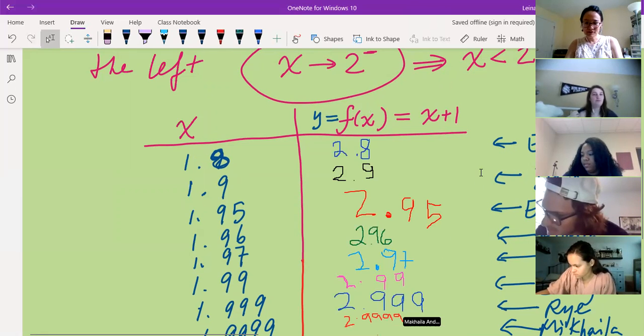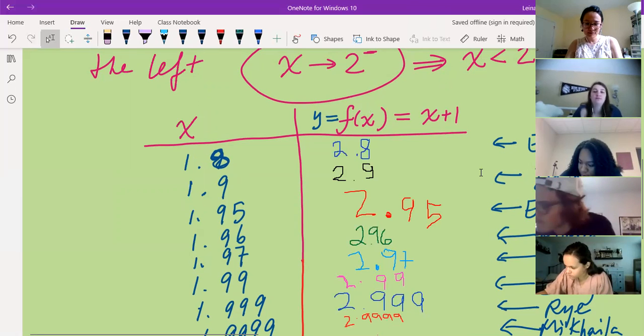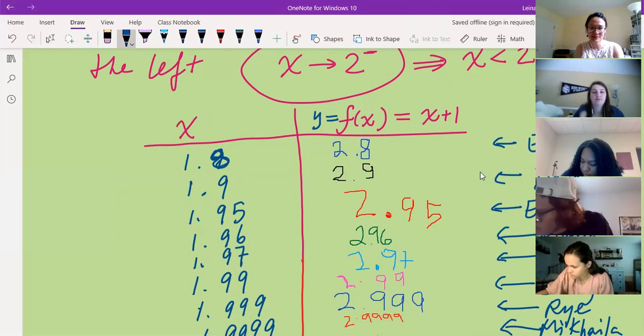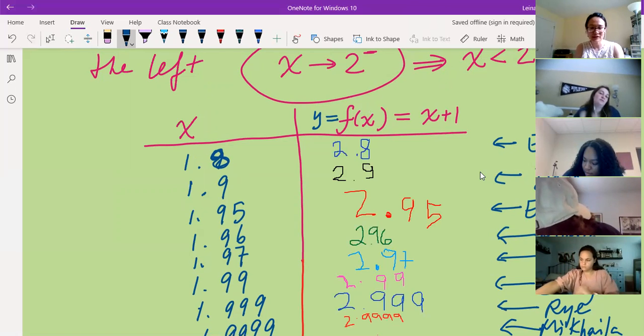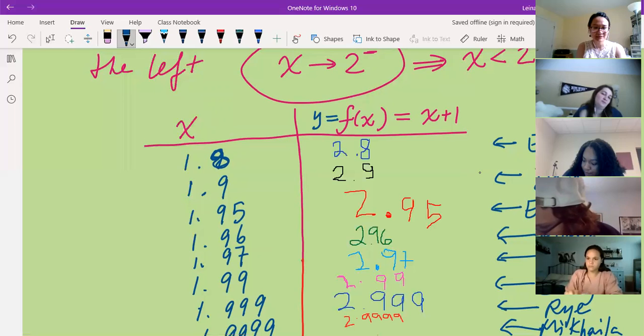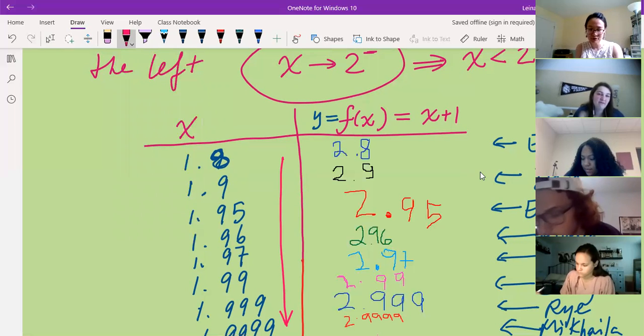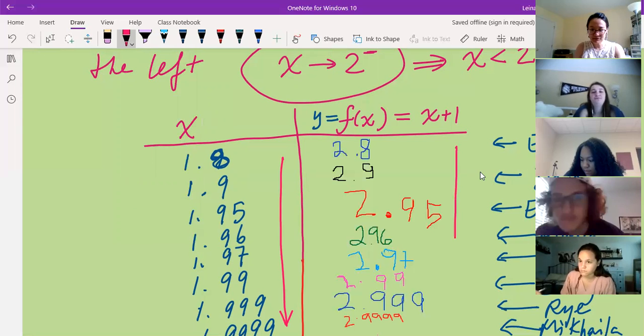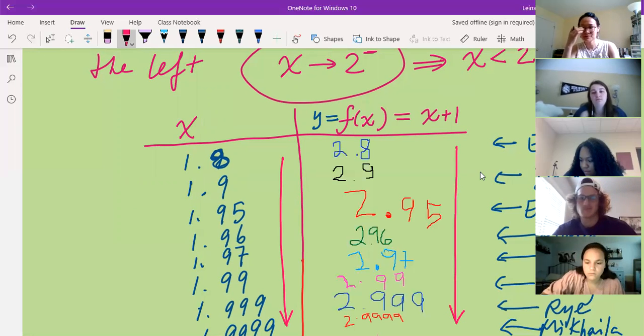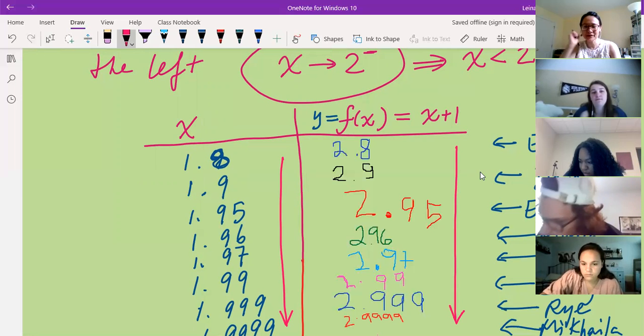Okay, thank you, Michaela. Great. So you guys have completed this table. These are different x's when x is approaching 2 from the left-hand side. And the function values will be 2.8, 2.9, 2.95, 2.96, 2.97, 2.99, 2.99, 2.99. Do you see a trend as x is approaching 2? As x approaches 2, where is this function value approaching? 3. Okay, yeah, it's getting more and more close to 3, right?